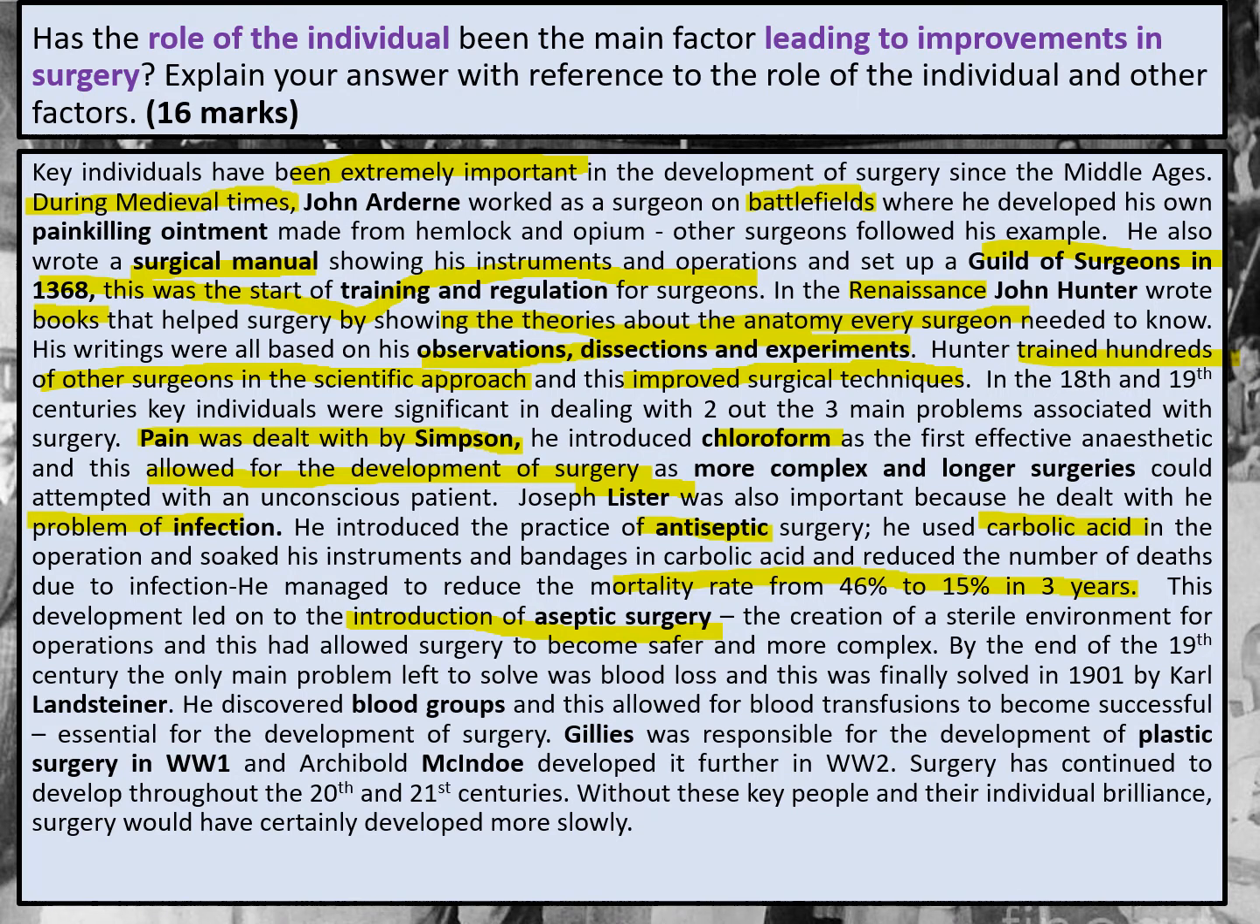By the end of the 19th century, the only main problem solved was blood loss, and this was solved in 1901 by Karl Landsteiner. He discovered blood groups, and this allowed for blood transfusions to become successful. This is essential for the development of surgery.